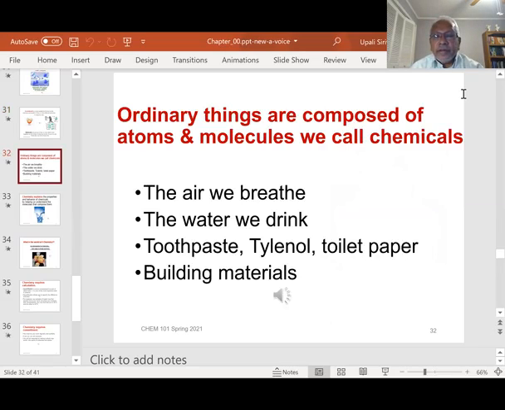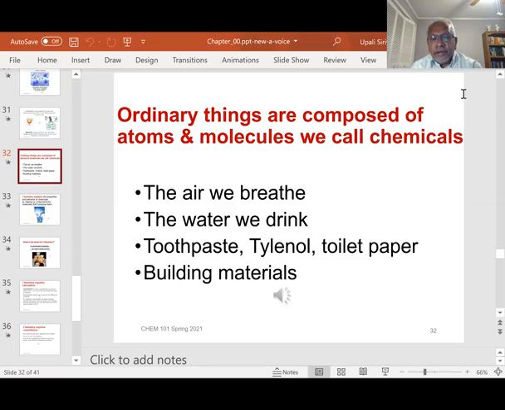Ordinary things we see are composed of atoms and molecules and ions we call chemicals. Ordinary things, we think they are not chemicals, but they are chemicals, just not in the pure form. In the laboratory, we have pure chemicals, elemental substances and pure substances. The air we breathe is composed of an oxygen and nitrogen mixture. The water we drink is mostly water with dissolved ions, minerals, in it.